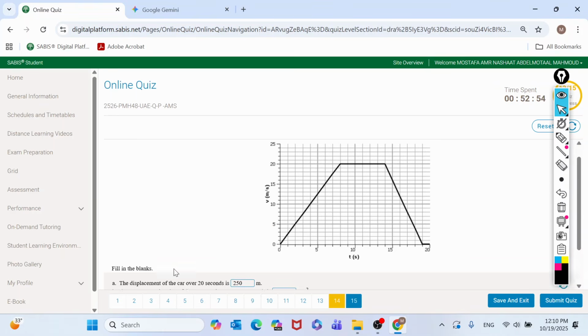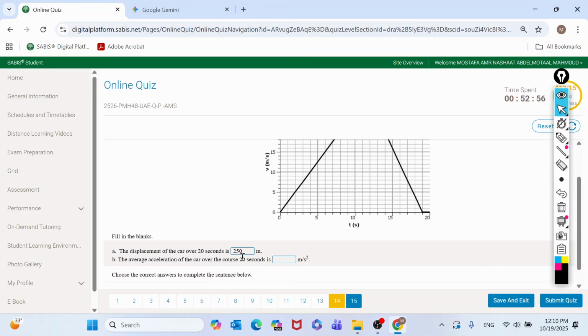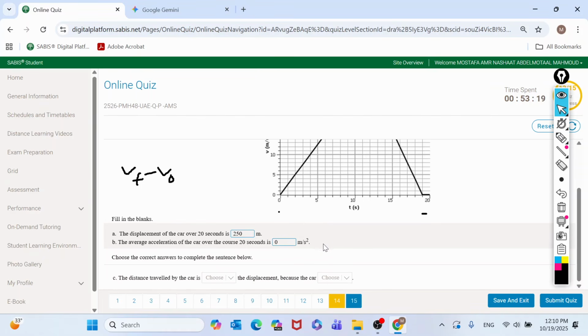The average acceleration over the course of the 20 seconds. It's V final minus V initial over T final minus T initial. V final is 0 and V initial is 0, so 0 minus 0 over time is going to be 0.